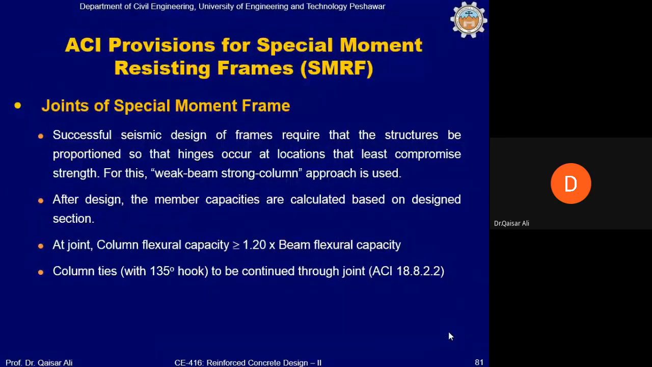Okay, these joints of special frames also require some special provisions according to the ACI code. So, successful seismic design of frames requires that the structure be proportioned so that hinges occur at locations that least compromise strength. For this, weak beam, strong column approach is used. After design, the member capacities are calculated based on design section. A joint column flexure capacity will be greater than 1.2 times beam flexure capacity.